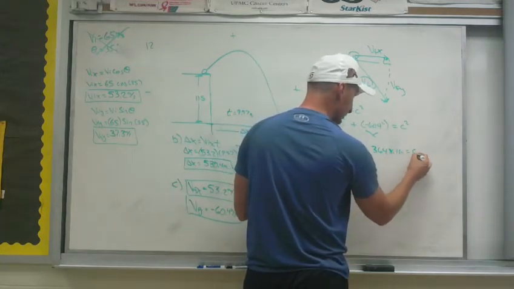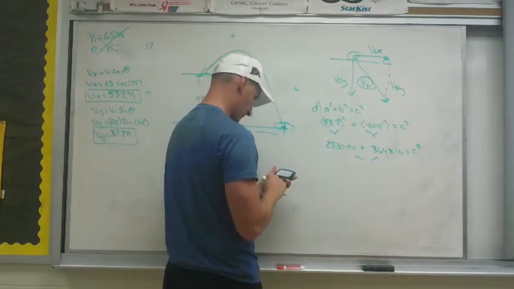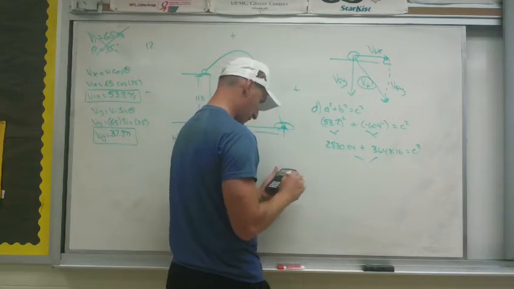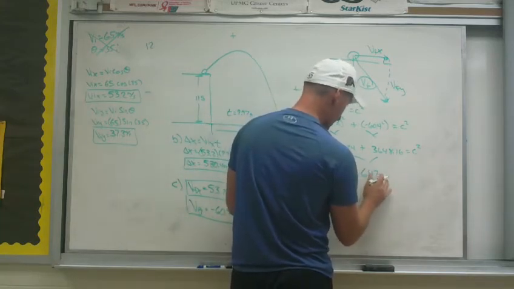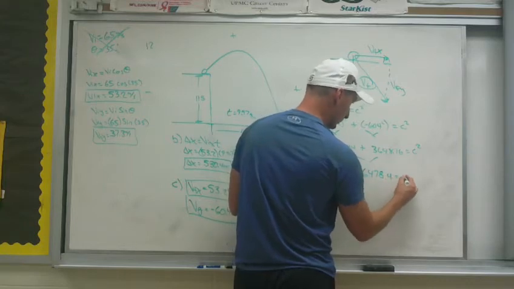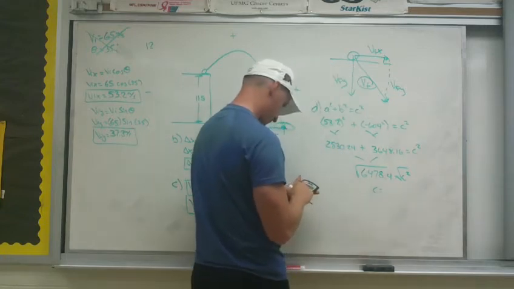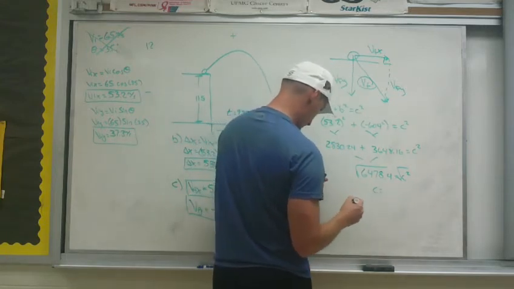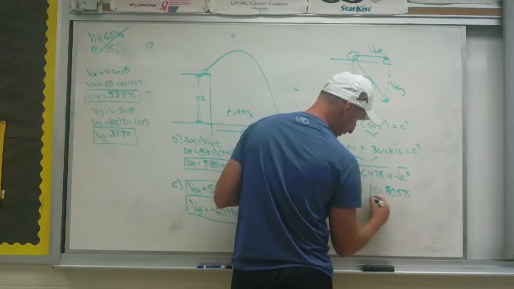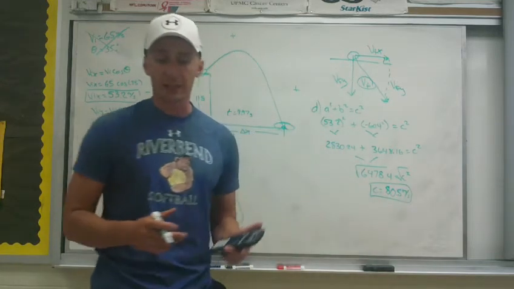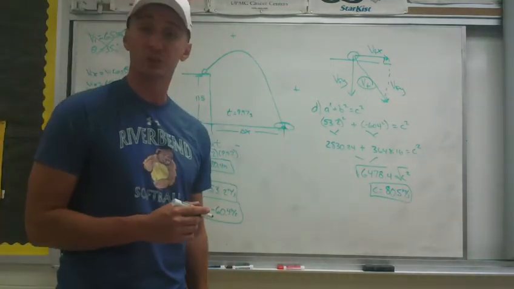3648.16 equals c squared. I add them, 2830.24 plus 3648.16 gives me 6478.4 equals c squared. I square root. Get c equals 80.5. So that ball or projectile is actually moving. You see it move at 80.5 meters per second.